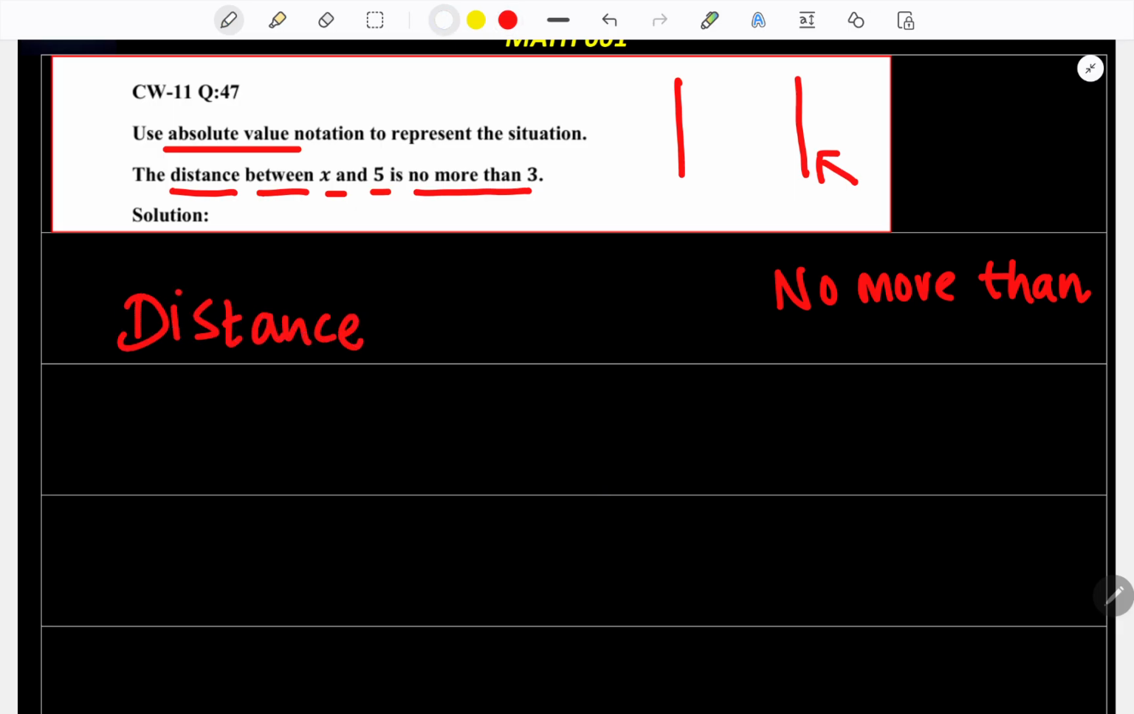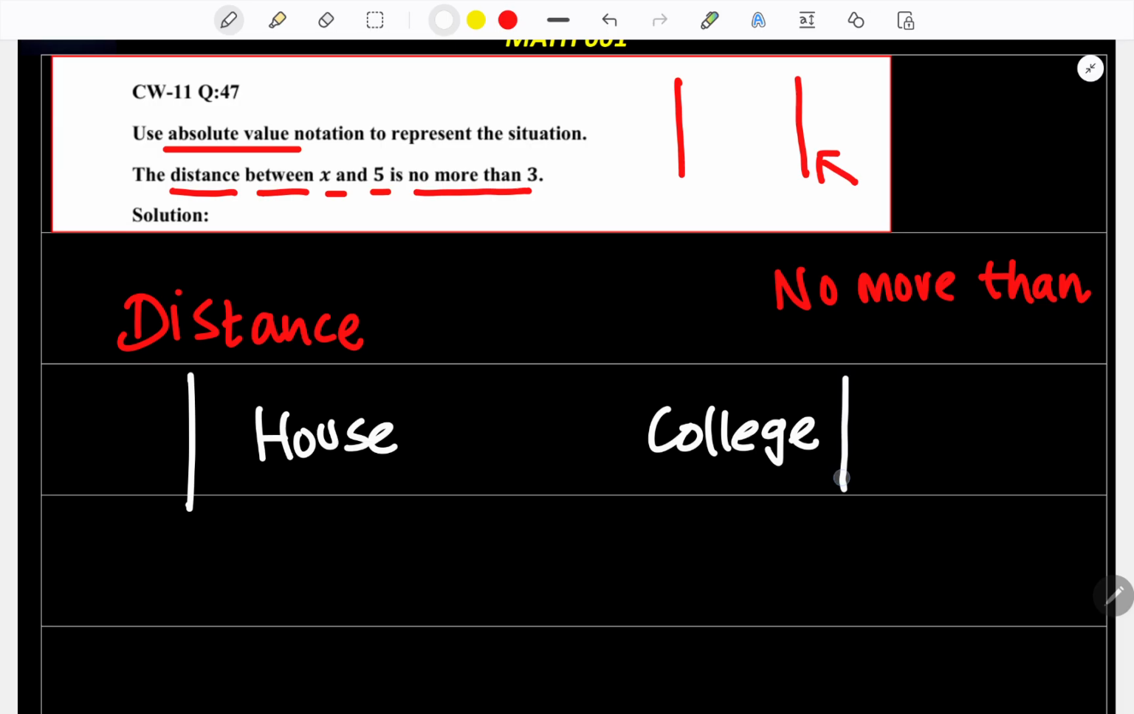Okay, let me tell you. The distance between the college and your house is 5 kilometers. Suppose you take your house here and the college here. The distance between the house and the college is 5 kilometers. Do you say it is negative 5 kilometers? Never. Why? Because distance cannot be negative. That is why, to avoid this negative symbol, we use absolute value. So the distance between your house and the college is 5 kilometers.